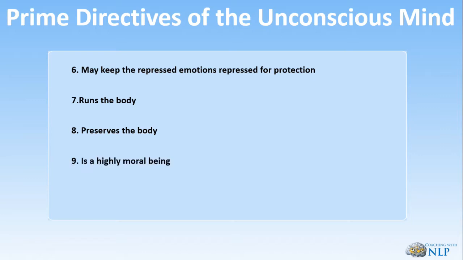Number 9, the unconscious mind's a highly moral being. So it accepts the morality that it's been taught and that it's accepted. You know, that morality is not necessarily the same morality that everybody else accepts. However, it's the morality that that person has accepted. So you've heard the saying, there's honor amongst thieves. So we all have our own morality.